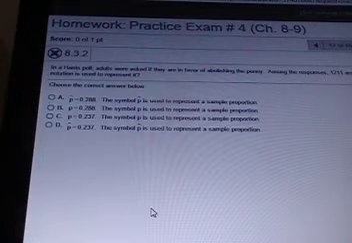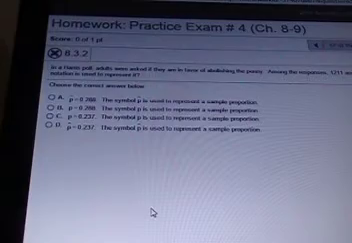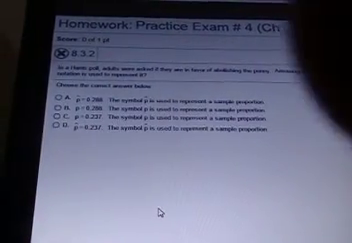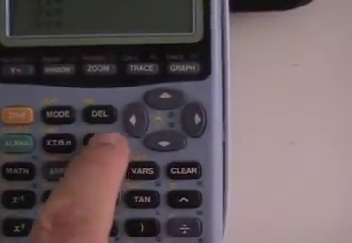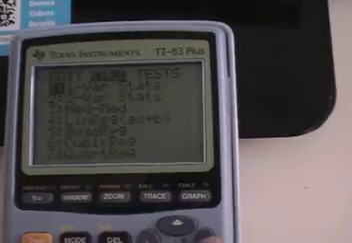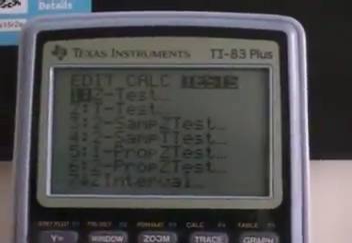Okay, there's different types of tests you can run. In your calculator, if you press the stat button, and then right arrow twice, to tests, these first 6 tests are really what chapter 8 and 9 are about.